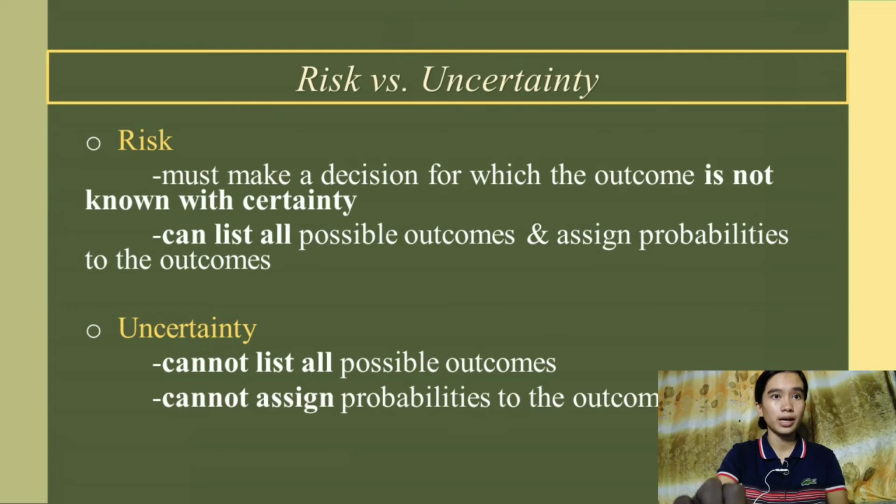So risk, as defined earlier, is not known with certainty and can list all possible outcomes and assign probabilities to the outcome. So since this is not certain, there can be possible outcomes. However, when it comes to uncertainty, you cannot list all possible outcomes because it is uncertain and it is not known, and you cannot assign probabilities to the outcomes.